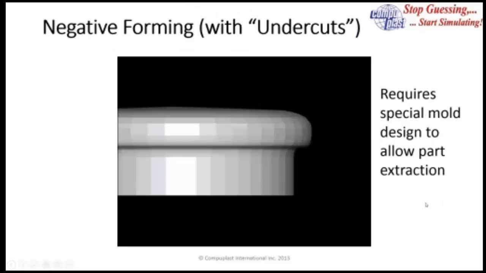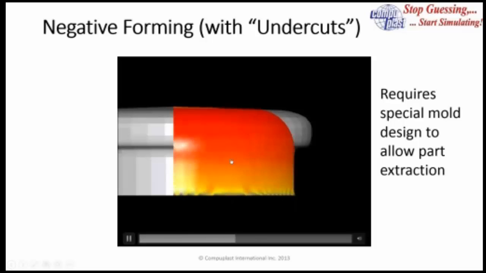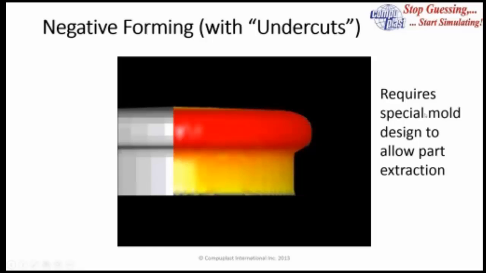The simulation can also do negative forming with undercuts. So in this simulation here, you can't see the sheet because it's just a line right here. But watch when I start the animation, you see the sheet pulls in and forms into the undercut area. Now, of course, this requires special mold design to allow part extraction, but the software is certainly capable of doing even this type of geometry.